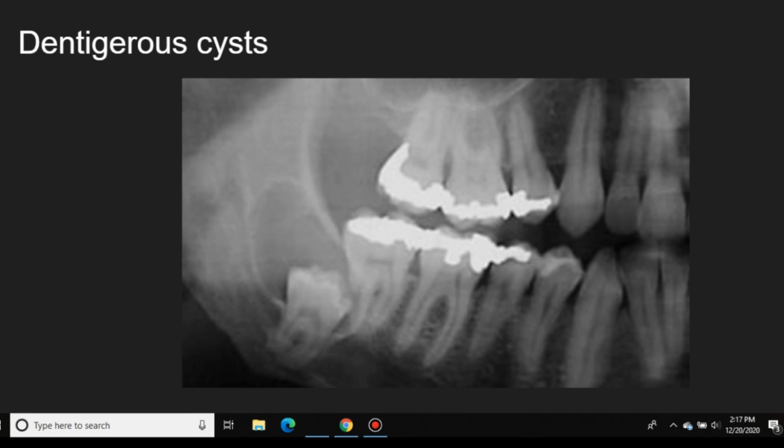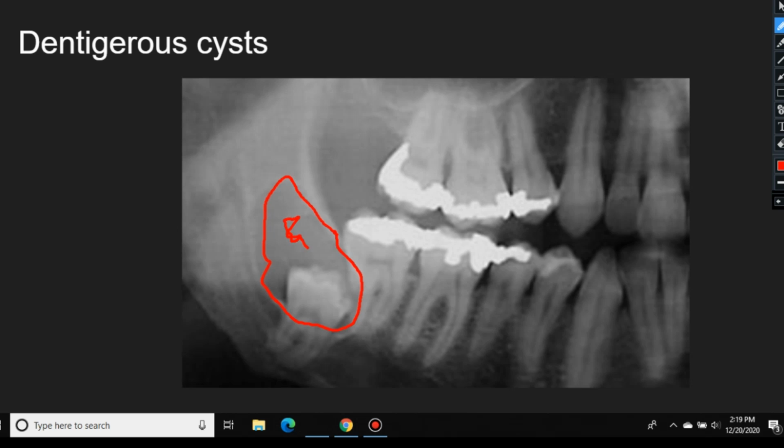Then we have dentigerous cysts. This is another slow forming condition, and it is going to be non-inflammatory. And on a radiograph, you will see it around the crown of an unerupted or an impacted tooth. And it's going to be this area here that is surrounding this tooth. And you can see it has that dark shading to it.